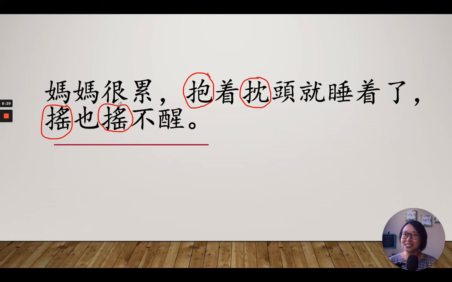So what does this sentence mean? 媽媽很累. Mommy is really tired. 抱着枕頭就睡着了. When she was hugging the pillow, she just fell asleep. 搖也搖不醒. Even when we shake her, she doesn't wake up. Looks like mommy is really, really tired. Let's take a look at the next sentence.